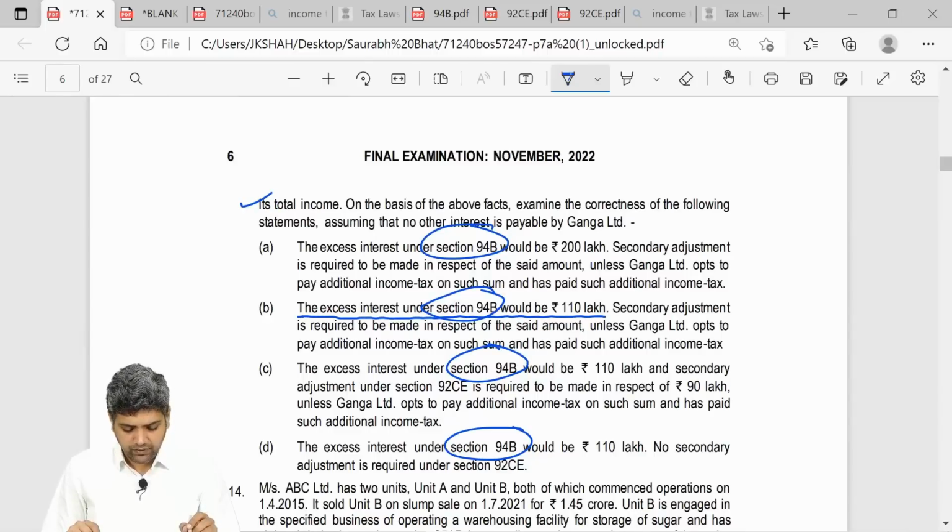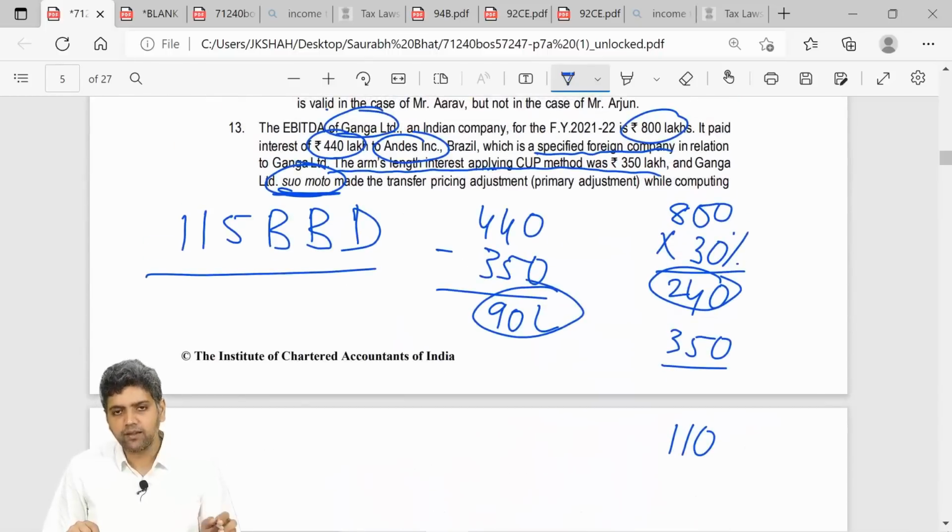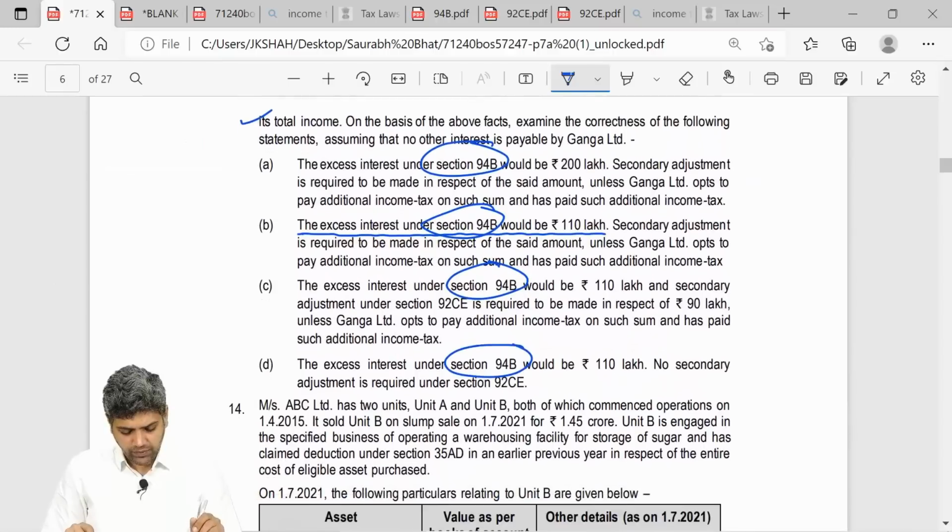Secondary adjustment is required to be made. No, because primary adjustment is 90 lakhs. By adopting the arm's length price, primary adjustment came to 90 lakhs. We know that if primary adjustment does not exceed 100 lakhs, that is 1 crore, then secondary adjustment is not required. So this is the correct answer. D is the correct answer. Secondary adjustment is not required in this case because the primary adjustment does not exceed 1 crore.